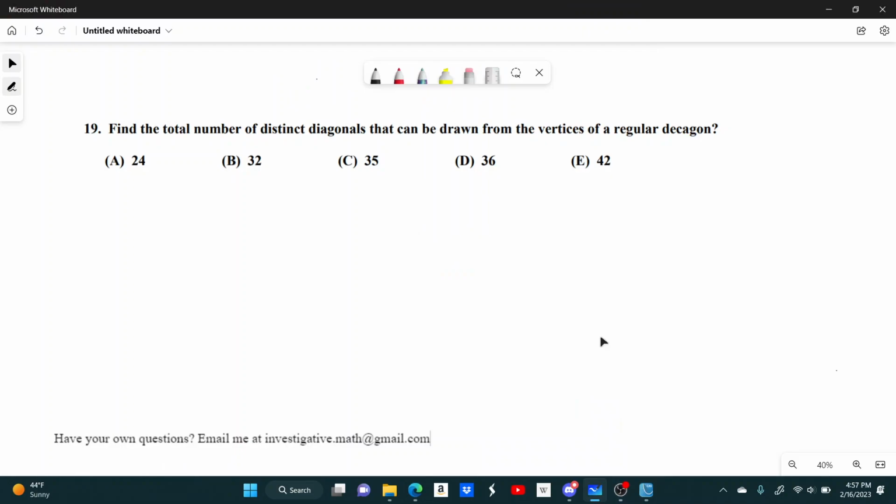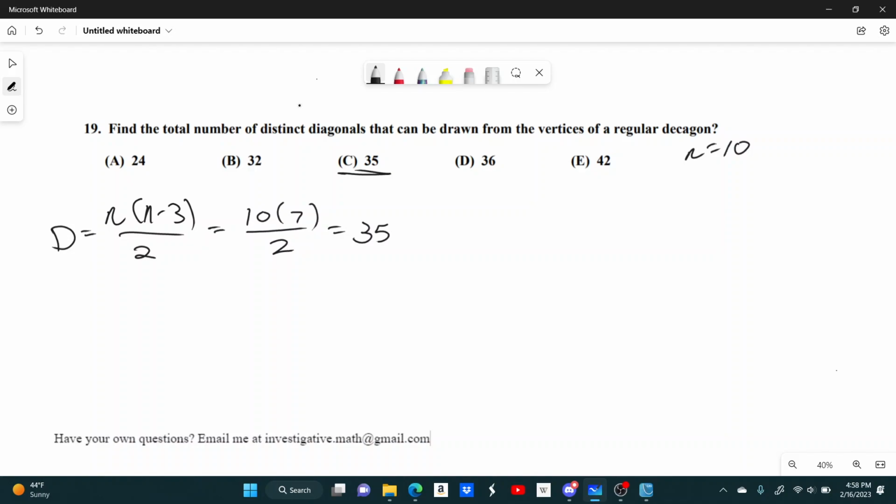Number 19. Find the total number of distinct diagonals that can be drawn from the vertices of a regular decagon. All right, so this is a pretty straightforward formula. I'll show you the formula and then I'll give you a little bit of intuition for where it comes from. Our formula is, if n is the number of sides, so in a decagon n equals 10, then the number of diagonals equals n times n minus 3, divided by 2. So if n is 10, it'll be 10 times 10 minus 3, which is 7, divided by 2, gives you 35.